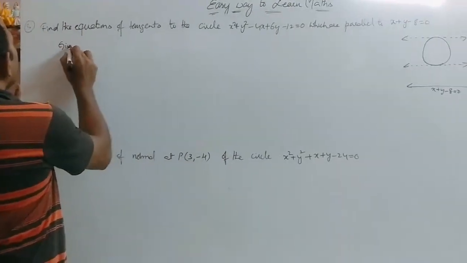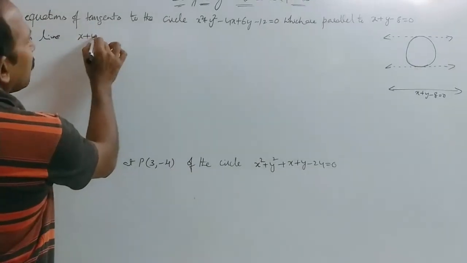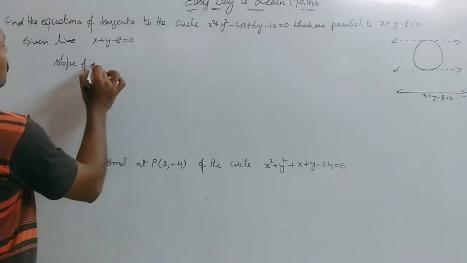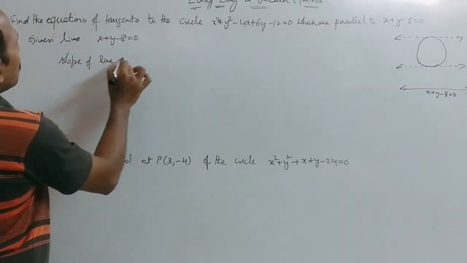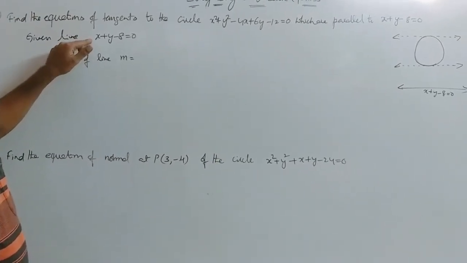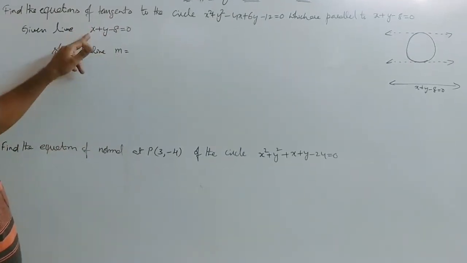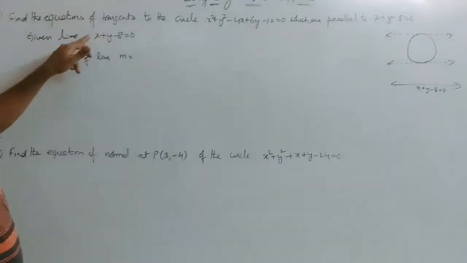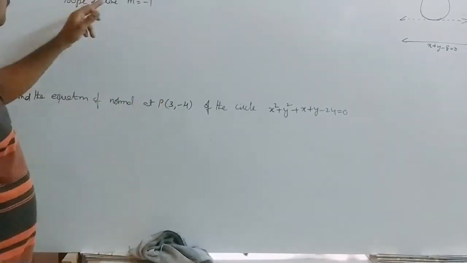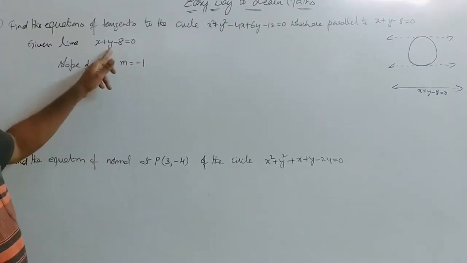Given line x plus y minus 8 is equal to 0. Then the slope of this line, m is equal to, what is the slope of this line? It is in the form of ax plus by plus c equal to 0. Then slope becomes minus a by b. Therefore minus x coefficient by y coefficient, which is nothing but minus 1 by 1, that is minus 1. Or if we convert this equation into y equal to mx plus c, directly we can get y is equal to minus x plus 8.